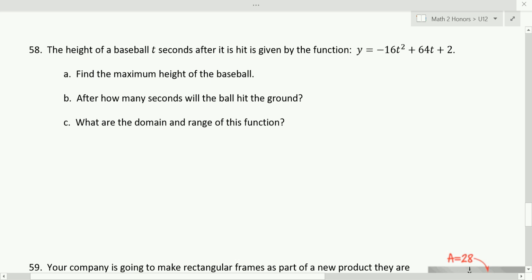We want to find the maximum height that this baseball is going to go. We want to find out after how many seconds the ball will take to hit the ground, after it's hit. And then we want to also know what's the domain and the range of this particular function that's given to us.